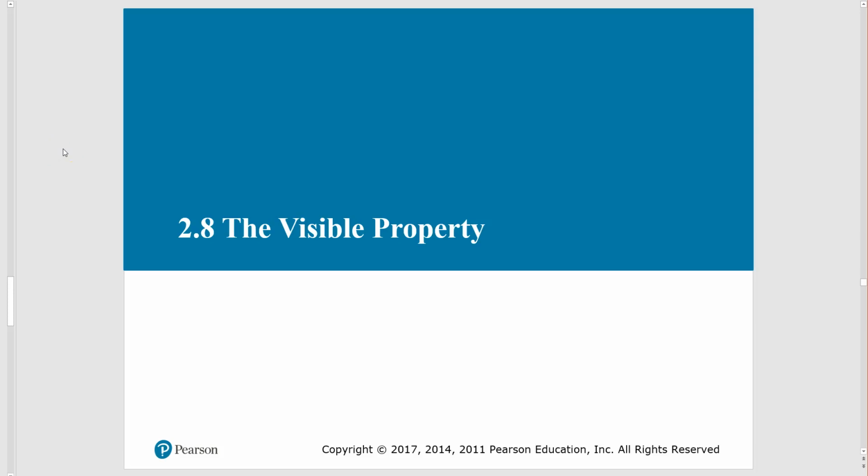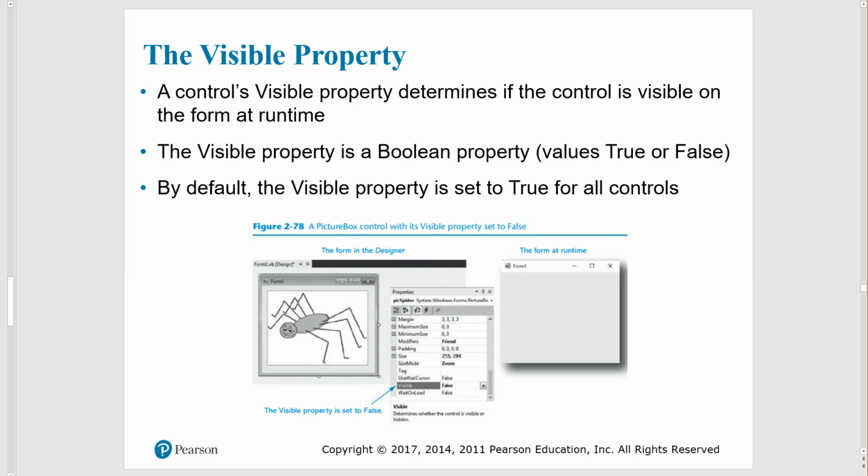Let's take a look at section 2.8, the visible property. Nothing really that difficult here, but it gives us a chance to talk about bools. So it's kind of fun. All right, let's check this out. Just some real quick basics: the visible property is honestly just whether it's going to show up when you run it or not.